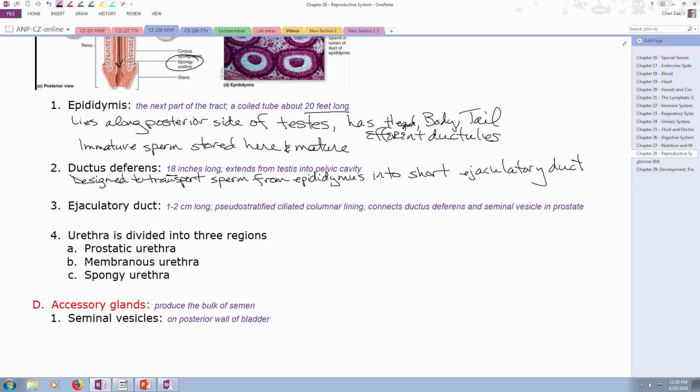It really does. The ejaculatory duct is short, 1 to 2 centimeters long, and has a really interesting lining, pseudostratified ciliated columnar lining. Actually, it is not the connection between the ductus deferens and seminal vesicles. It is where the ductus deferens and seminal vesicles come together, connect in the prostate to then deposit spermatozoa into the prostatic urethra.